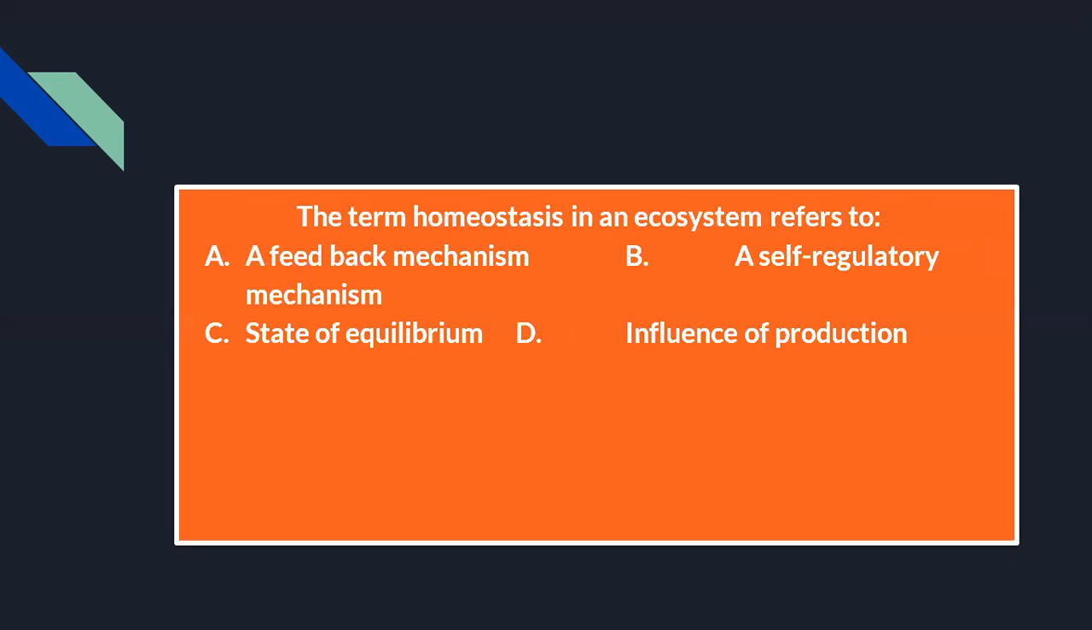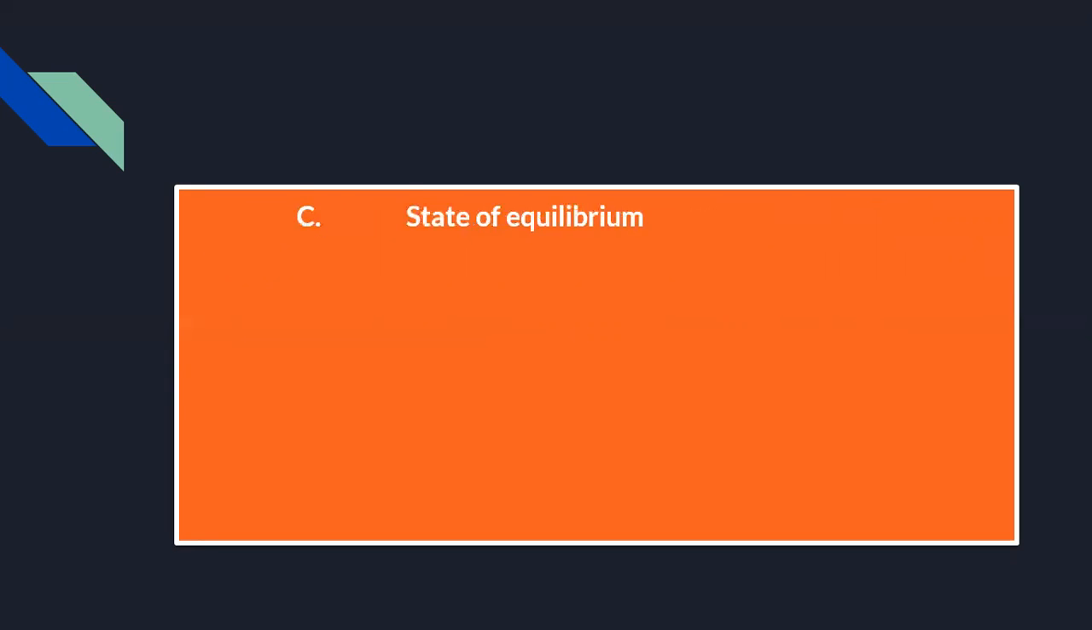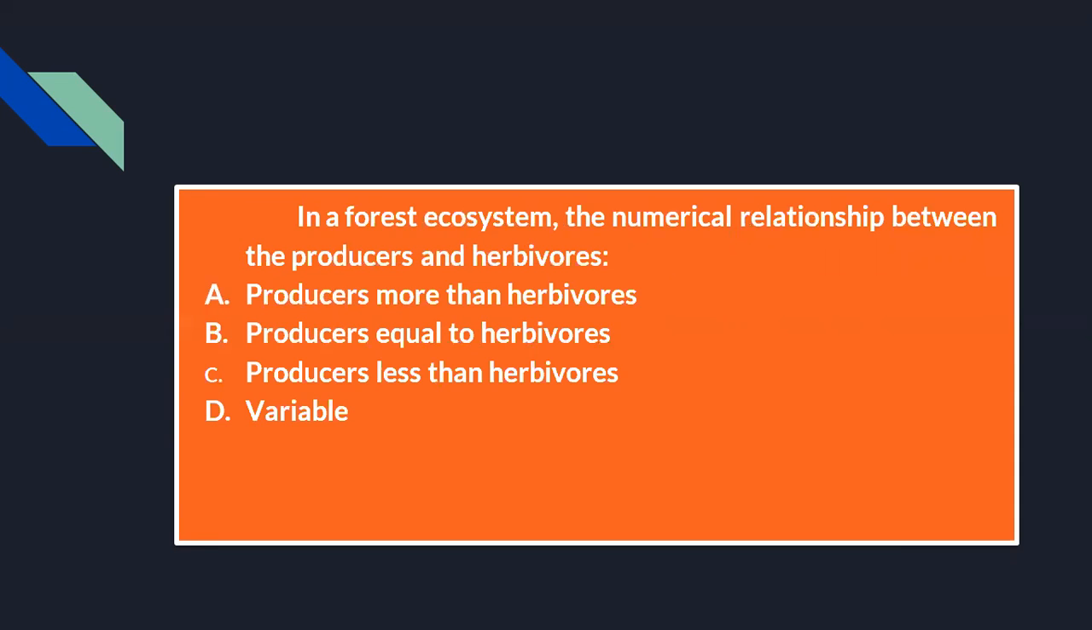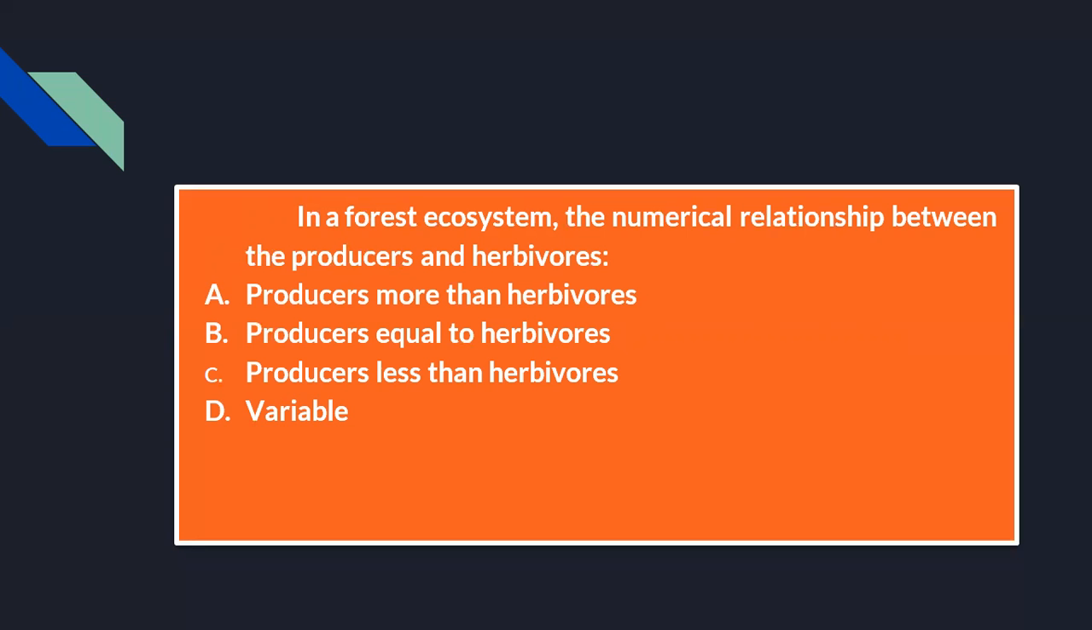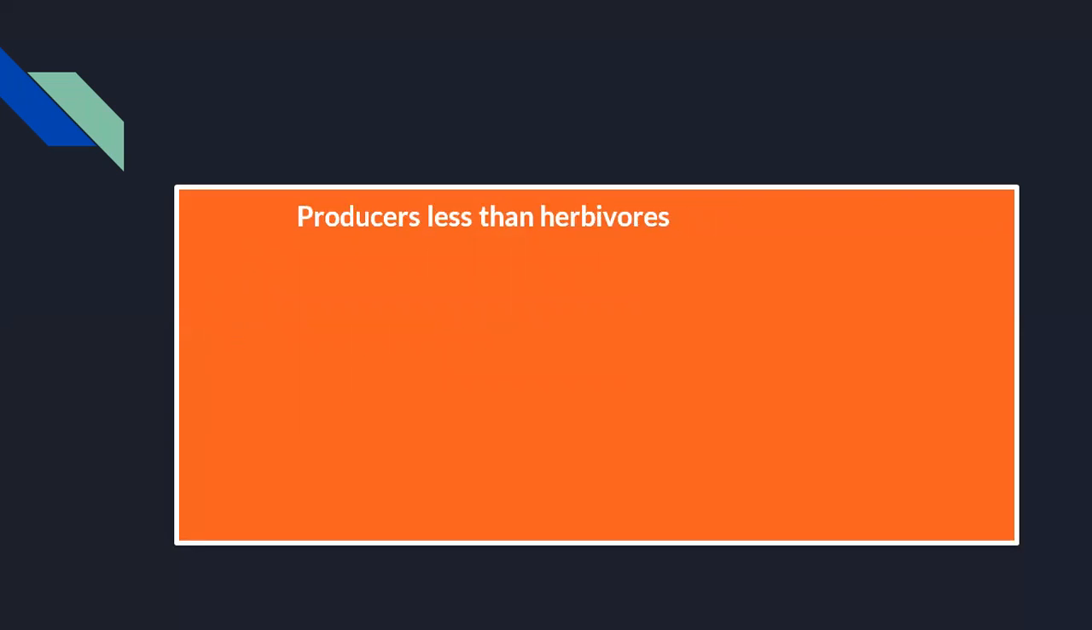Then next question, the term homeostasis in an ecosystem refer to homeostasis to ki refer kore, mono rakhibo lagibo, homeostasis refers to equilibrium or state of equilibrium. So option C will be the correct answer. Then next question, in a forest ecosystem, the numerical relationship between the producers and herbivores, jihokol produce korise ar jihokol herbivores iya khaise, right? So, tahatar majot ki numerical relations ase? Mane producers more than herbivores, or producer equal to herbivores, or producers less than herbivores, or variable. So, forest ecosystem or kotha koise, yar answer to hobo producers less than herbivores. Herbivores bahut beshi bahi jay forest ecosystem. So, which option will be correct? Option C will be correct, producers less than herbivores for forest ecosystem.